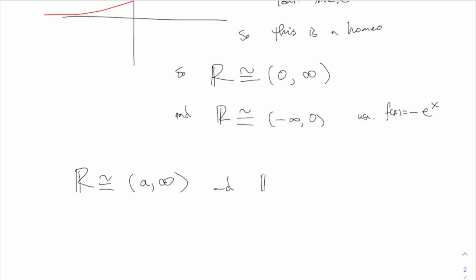And also, if the infinity is on the other side, right? By using a negative. What about if they're both infinities? Is R homeomorphic to that? Yes, that is R. So yes, it is homeomorphic to that if they're both infinities. All right, great.